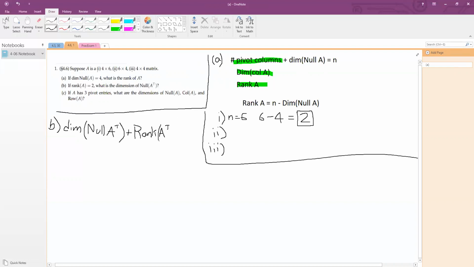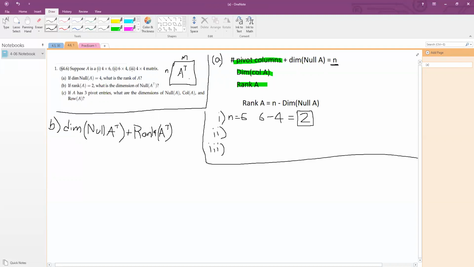And what's that going to be equal, though? Because before, we said that the dimension of the null space plus the rank is equal to n. But here, we're talking about A transpose, right? So if you think about it, A had m rows and n columns. A transpose is going to have n rows and m columns, right? Because you're kind of turning it on its side.